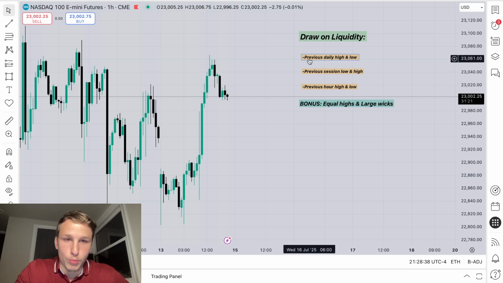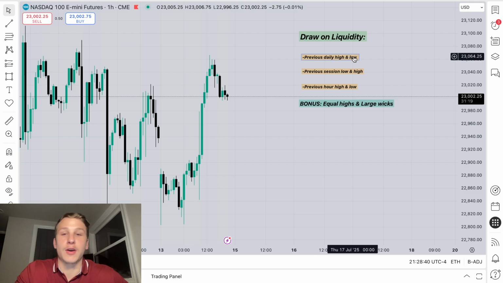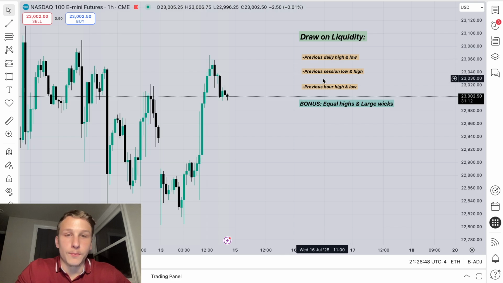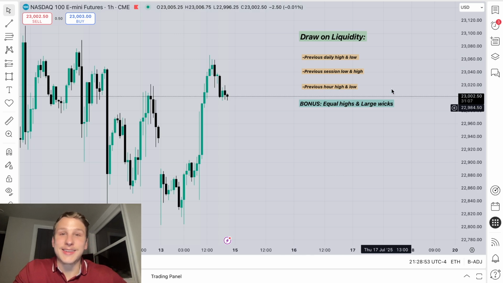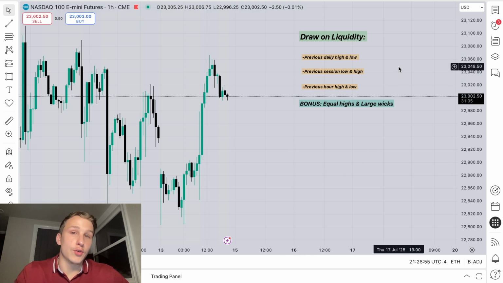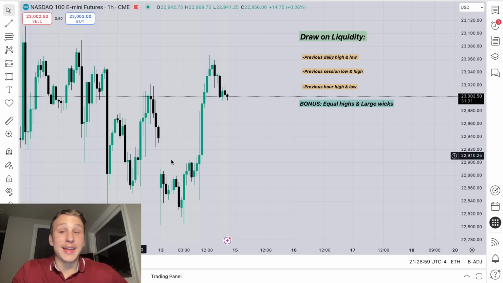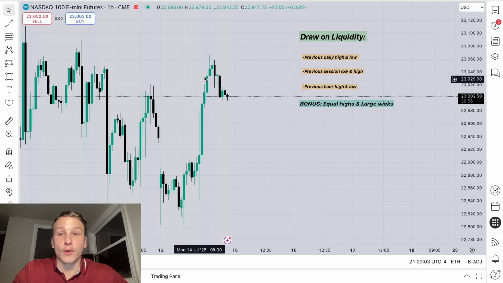Number 1, previous daily high and low. If you're not familiar with that, it's just simply the previous daily candle's high and the previous daily candle's low. Number 2, previous session low and high. I trade the New York session. I teach the New York session primarily. So you're going to be looking for, and we'll dive into this in examples on the chart, we're going to do at least 5 examples on the chart, breaking it down to you guys what exactly you're looking for and all that good stuff.